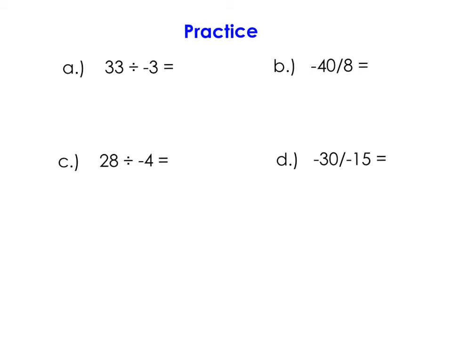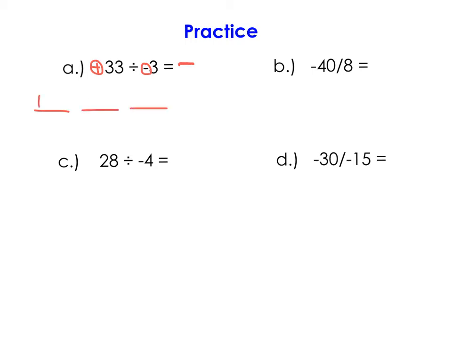The first one is 33 divided by negative 3. So let's, for the first part, look at the sign. Here we have a positive divided by a negative. Because I have two different signs, I already note that my division result is going to be a negative. Then from here, if I don't know what 33 divided by 3 is, I can take the 33 items and divide them up evenly into 3 groups.